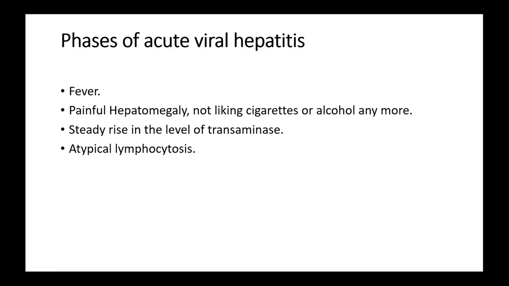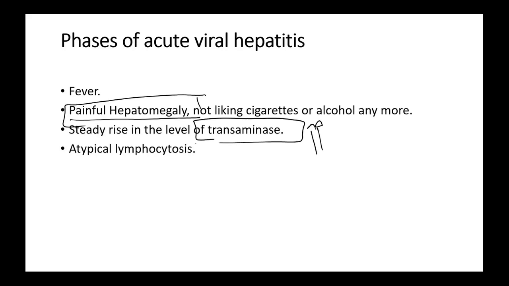What are the phases of acute viral hepatitis? These patients can have acute symptoms like fever, painful hepatomegaly, liver will be enlarged, and the patient will say they are not alcoholic, does not smoke. Their AST, ALT will be elevated. They can have atypical lymphocytosis too, especially in chronic hepatitis.